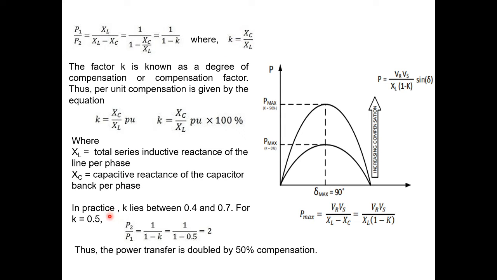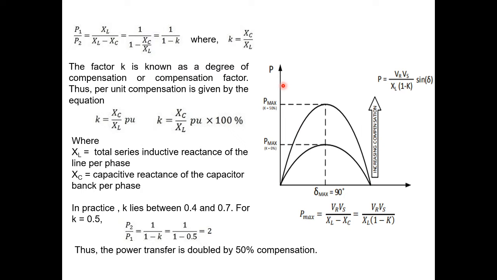Try to remember that in practice the K value lies between 0.4 and 0.7 as the best value. If I'd like to choose K equal to 0.5, in terms of percentage it is 50%. Try to make it P2 by P1 is equal to 1 upon 1 minus K, that is 1 by 1 minus 0.5. Obviously, what's the value here? It's obviously 2, that is the power becomes double. The power becomes double here. Try to remember that thing.